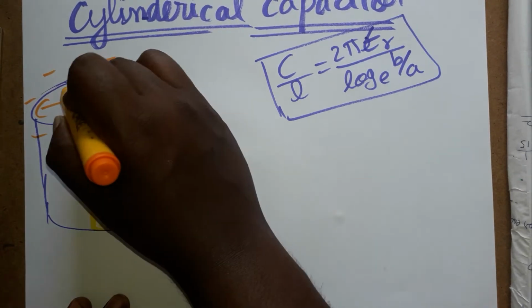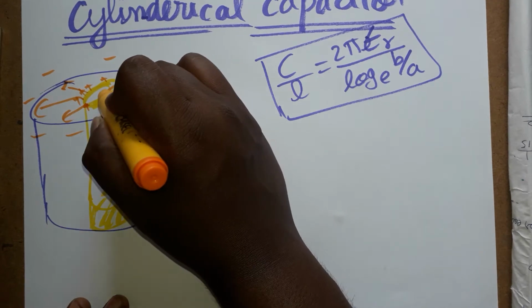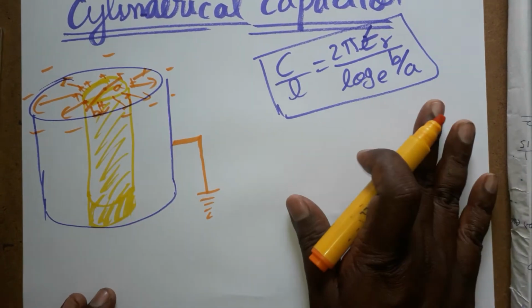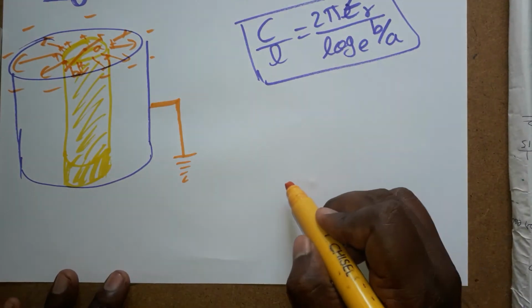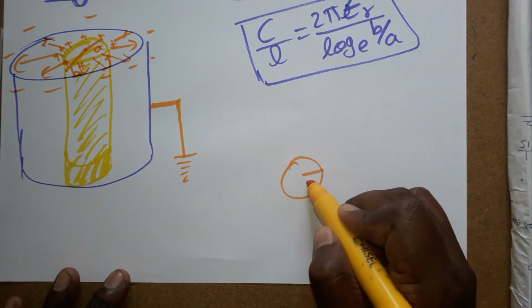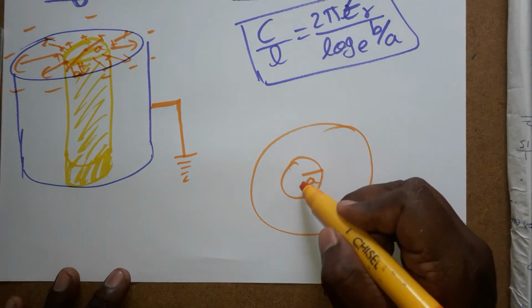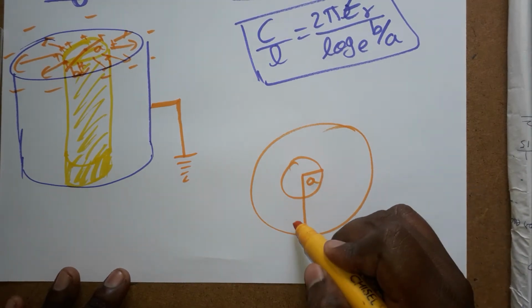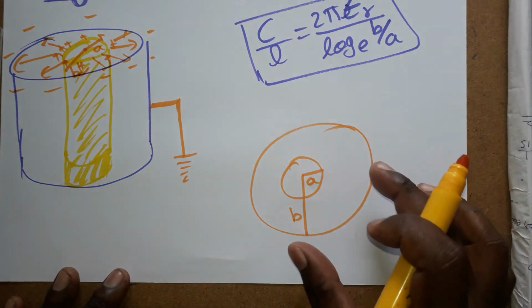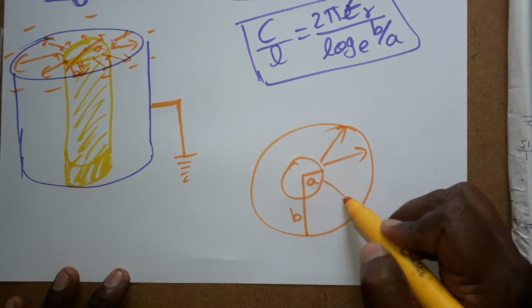The radius of the small cylinder I have taken as A, the radius of the big cylinder I have taken as B. So I am showing the top view of the cylinder diagram. The radius of the small cylinder will be A, and the radius of the big cylinder we can take as B. Inside nothing is there, only the electric field is going to be stored.